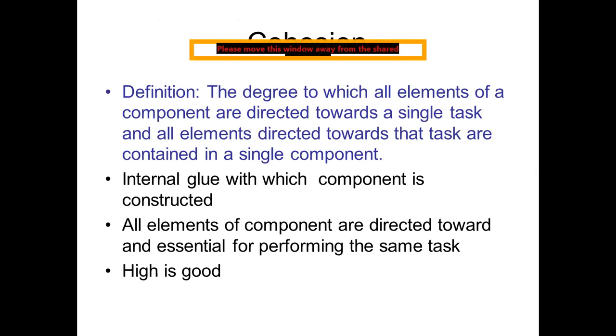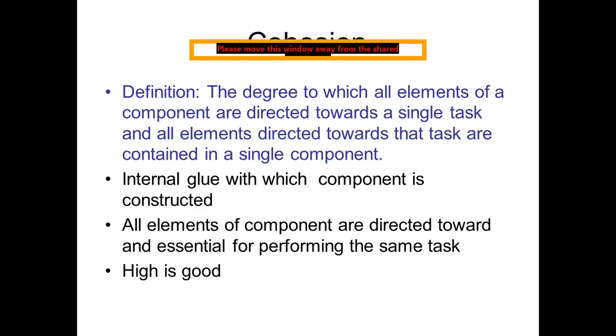Now what can we call the cohesion? Coupling you have already seen, the interdependability among the various components. But what is the cohesion? The degree to which all elements of a component are directed towards a single task, and all elements directed towards that task are contained in a single component. Each component consists of a number of elements, so how the various elements are interconnected, we will check under the cohesion.